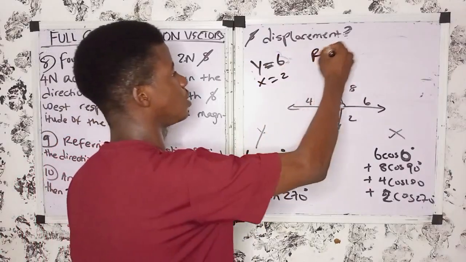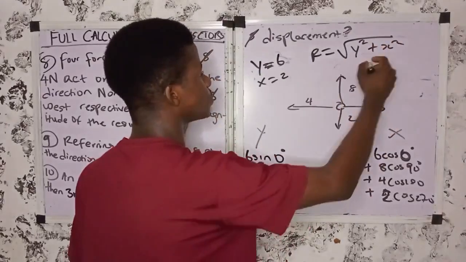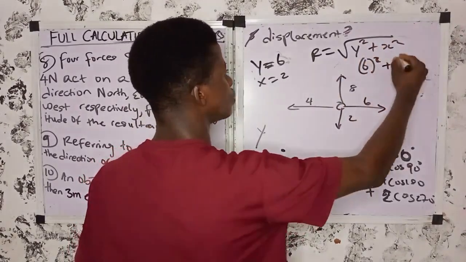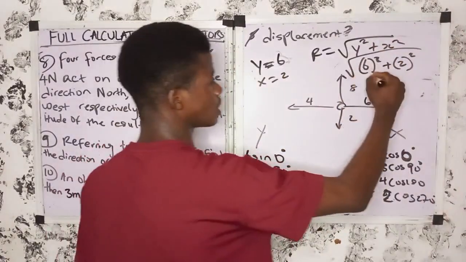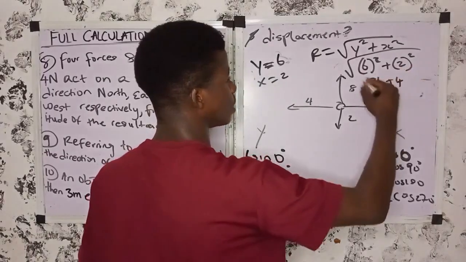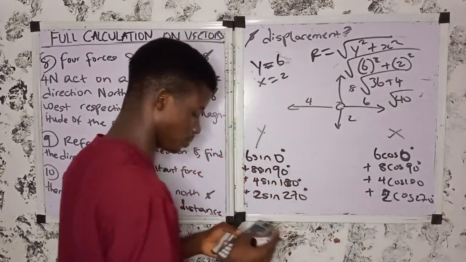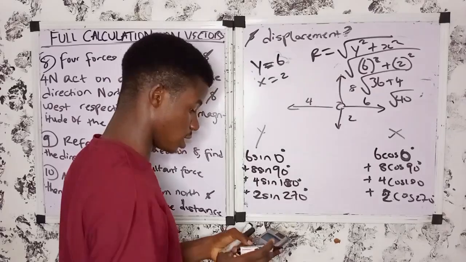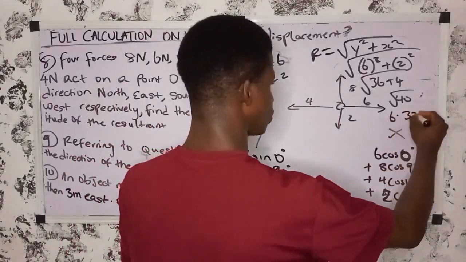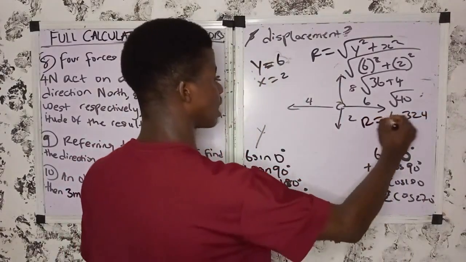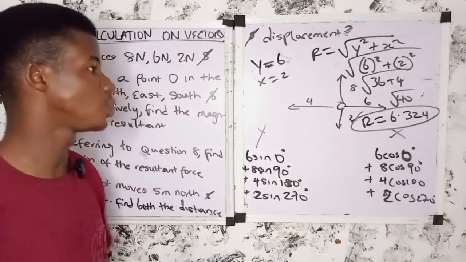So we are not done yet. Okay, I need to look at the resultant, to be what? Square root of y square plus x square, right? Yes, our y is 6, so squared. Our x is 2, that's also squared. Okay, so 6 square is 36. 2 square is 4. So 36 plus 4 gives us 40, right? So the square root of 40 is 6.324. Okay, so the resultant is 6.324.